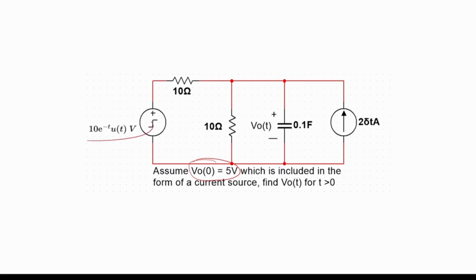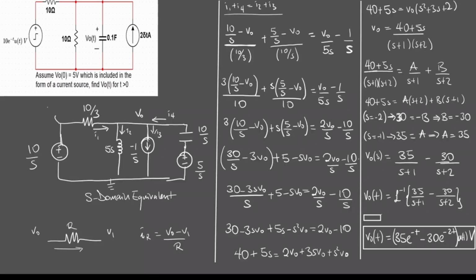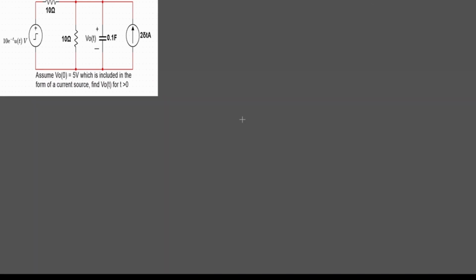So what do we have here? This is our voltage source, 10 e to the minus t, u of t, simple transform. 10 ohm resistor, capacitor. We're modeling with a current source. And then our current source extending here is 2 dt. So this is the unit impulse function. The Laplace of the unit impulse function is 1. So we'll use this when we're solving the questions.